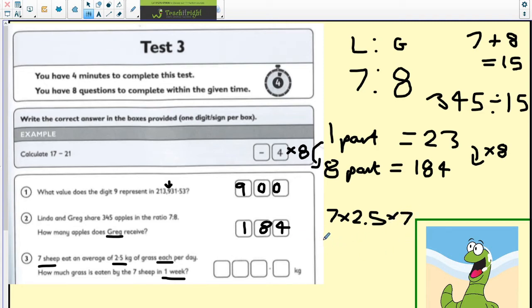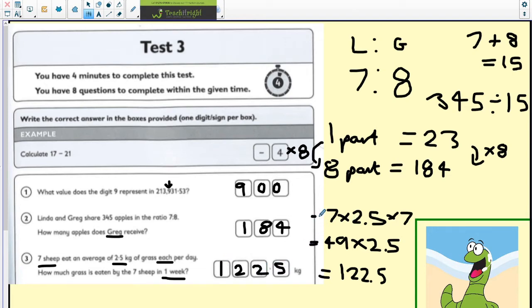In terms of how to work this out, I would do 7 times 7, which is 49, times 2.5. That's because you can do it in any order, it doesn't matter. And then 49 times 2.5 equals 122.5 kilograms. So the answer is 122.5.